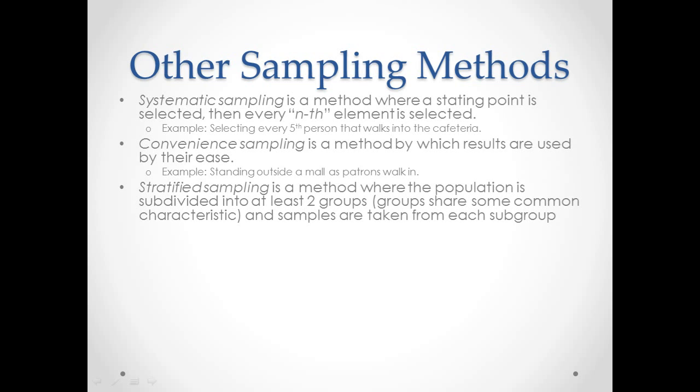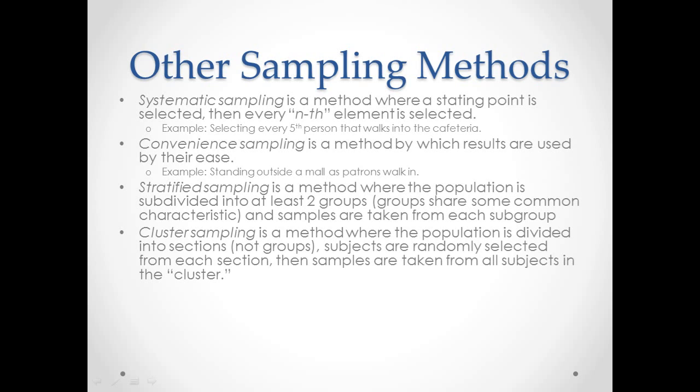Stratified sampling, the sampling method that I most agree with. You're splitting the population into at least two groups. Each person in the group shares a common characteristic, and your samples are taken from each of the subgroups. In my personal opinion, the stratified sample is the easiest, or I shouldn't say the easiest, but the most accurate of sampling methods in terms of what you want to study.